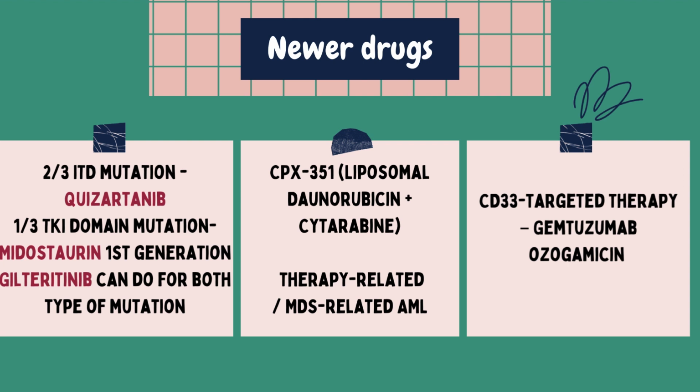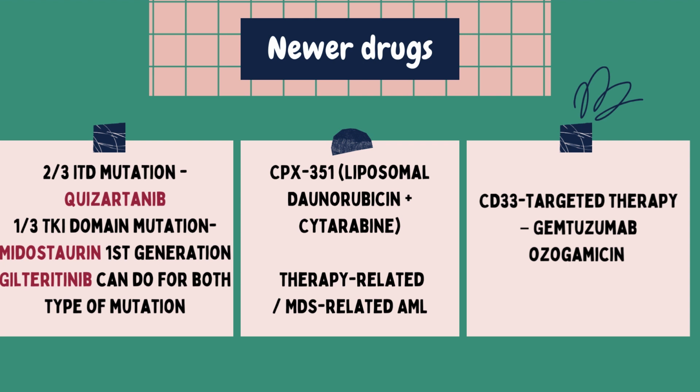Liposomal preparation of daunorubicin and cytarabine is CPX351, and studies have shown that it improves overall survival, particularly in therapy-related and MDS-related AML. CD33 is highly expressed on AML blasts and increasingly less so as myeloid cells differentiate. It's not expressed on CD34 positive pluripotent stem cells. CD33 is also found on hepatocytes, which means gemtuzumab has a risk of causing veno-occlusive disease.